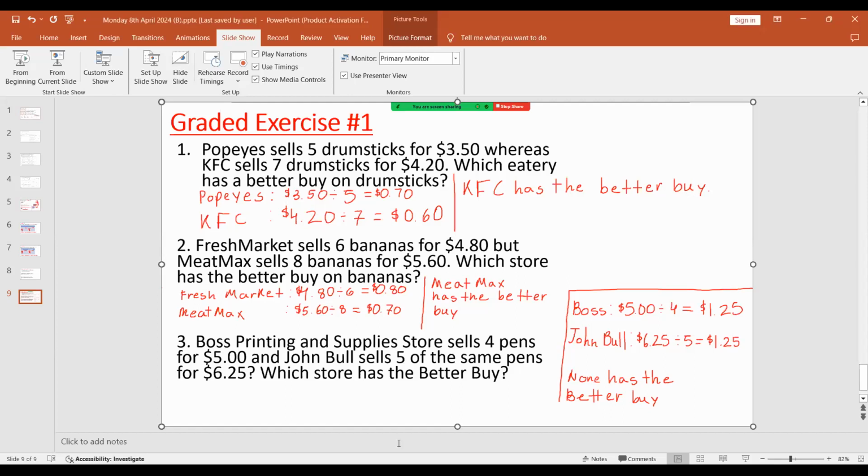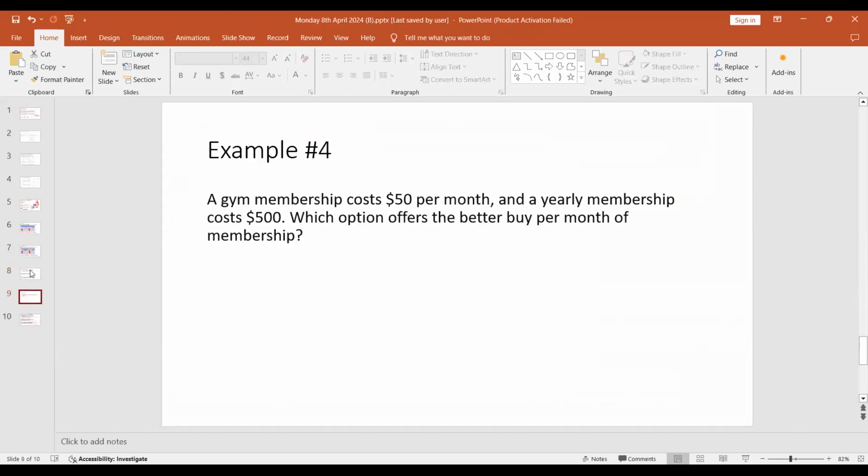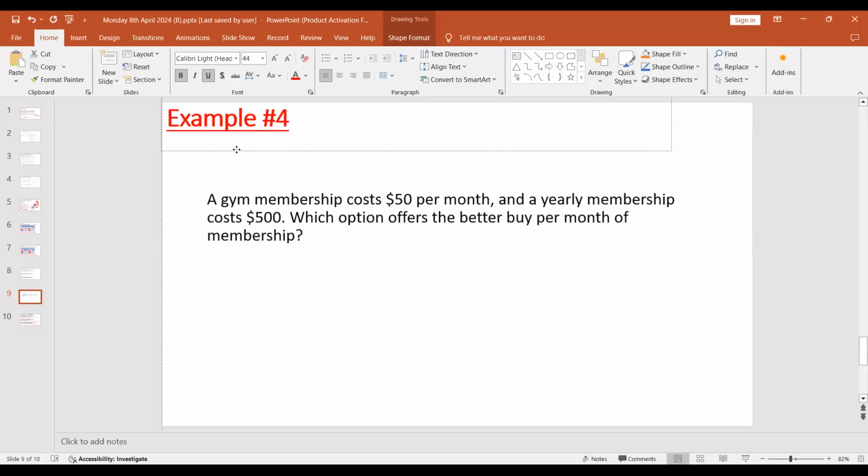Where is Ajani? Ajani, are you there? Example number, do we call this number 3 or 4? Is it the third one? Yeah, the fourth one. Where's Ajani? Ajani, are you there? Yes. Did you send me your work? No.